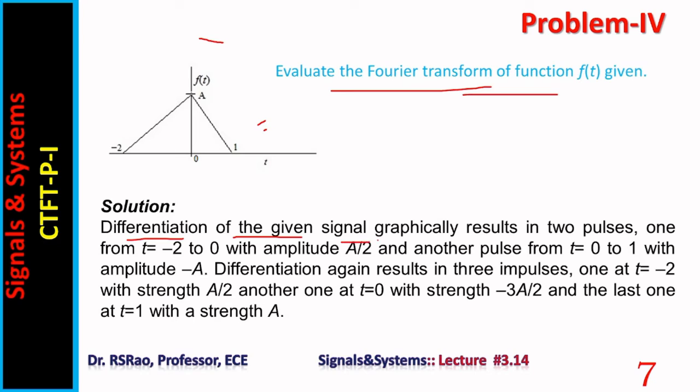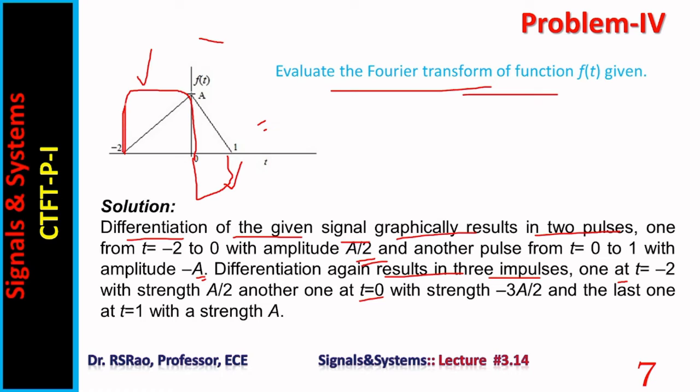Differentiation of the given signal graphically results in 2 pulses. First one is a positive pulse, second one is negative. One from t equal to -2 to 0 with amplitude a by 2, another from t equal to 0 to 1 with amplitude -a. Differentiation again results in 3 impulses. One at t equal to -2 with the strength a by 2, another one at t equal to 0 with the strength -3a by 2, and the last one at t equal to 1 with the strength of a.